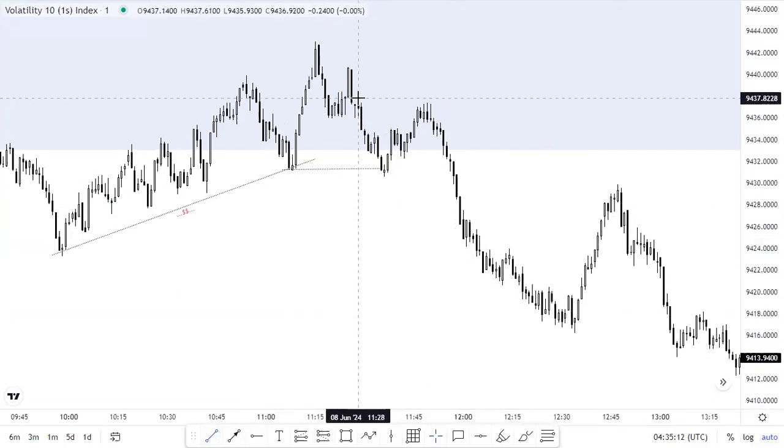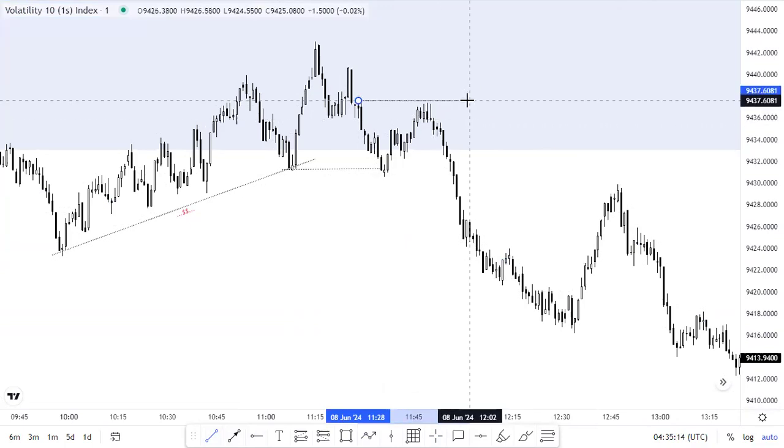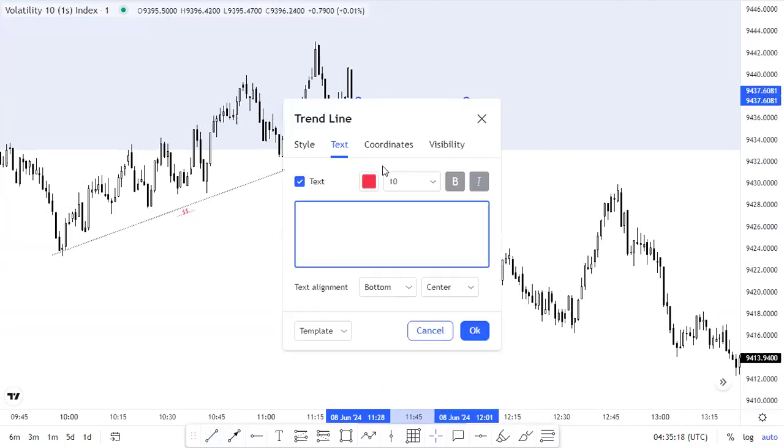I'll wait for price to come and take this high for extra confidence because price only wicked it out with a body. It will wick it out with the body.